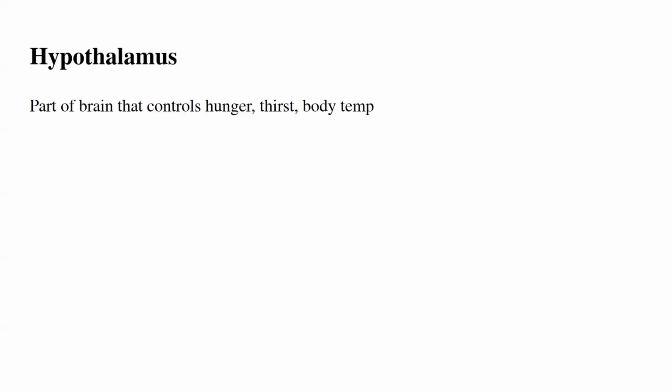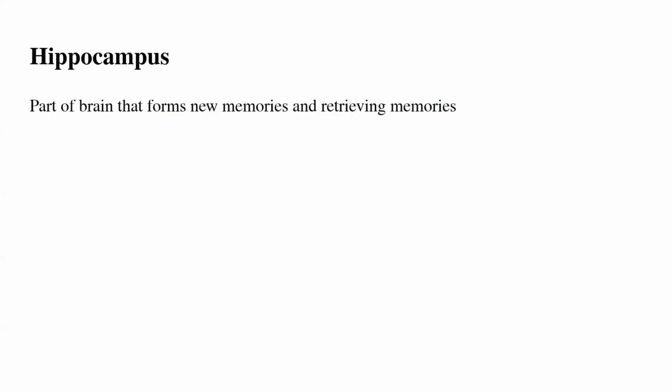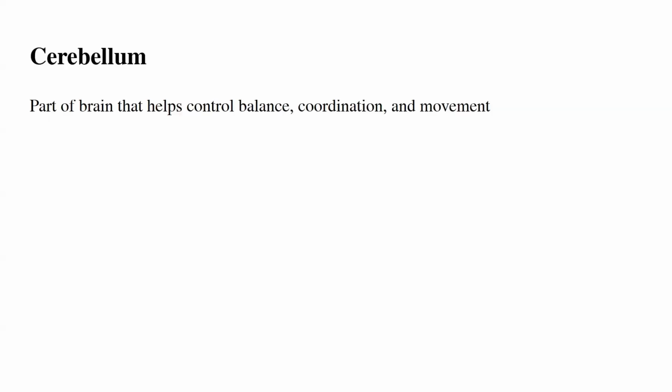Hypothalamus is part of the brain that controls hunger, thirst, and body temperature. Pituitary gland is the master gland that releases hormones and controls other glands. Hippocampus is part of the brain that forms new memories and retrieves memories. Amygdala is part of the brain that controls emotions, especially anger and fear. Cerebellum is part of the brain that helps control balance, coordination, and movement.